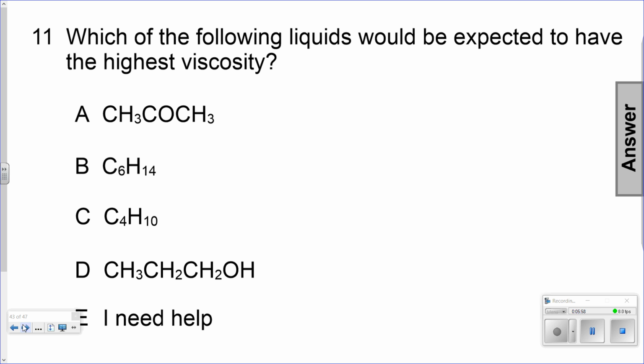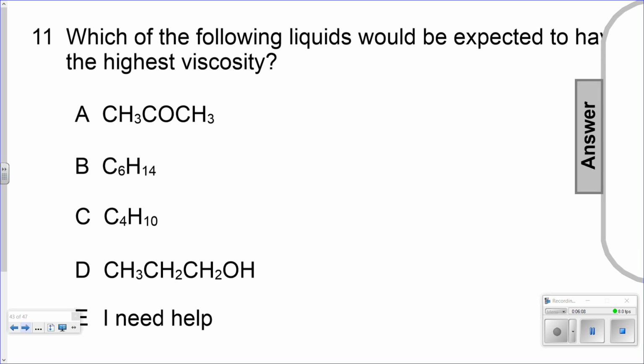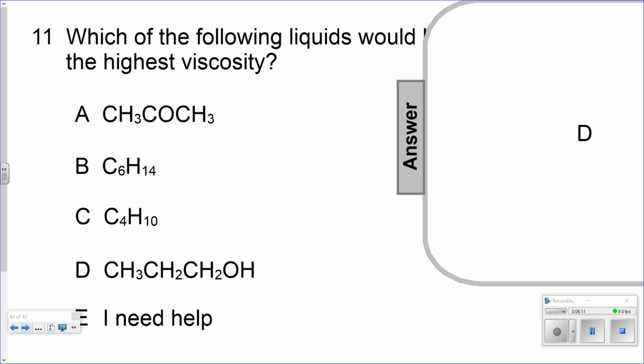The highest viscosity. So again, I'm looking at types of intermolecular forces here. I see some polar things, some non-polar things. You're looking for hydrogen bonding versus dipole-dipole versus LDFs. That's the correct answer.